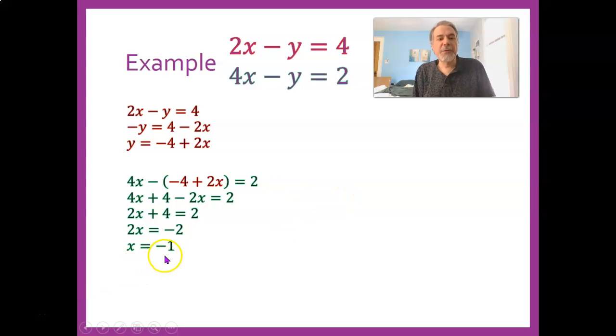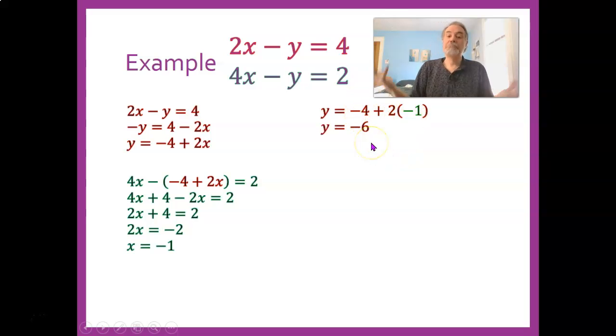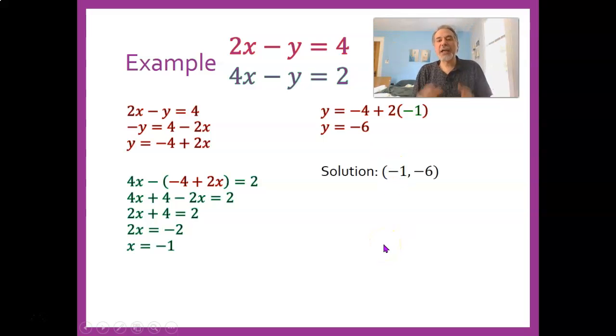So now that we have the number for x, come back up here where we solved for y and put in negative 1 in place of that variable x. y equals negative 4 plus 2 times negative 1. So that would be negative 4 plus negative 2, which is negative 6. And that's my solution. Negative 1 for x and negative 6 for y.